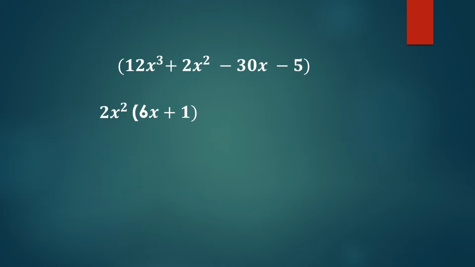Now you look at these second two terms, 30x and negative 5. What can you factor out evenly out of these two? Well, 30x, you can divide that by 5.